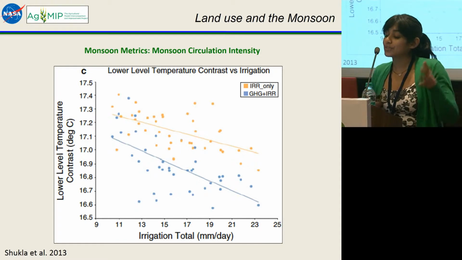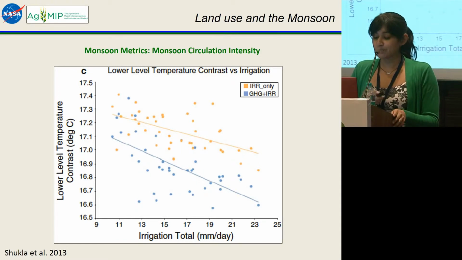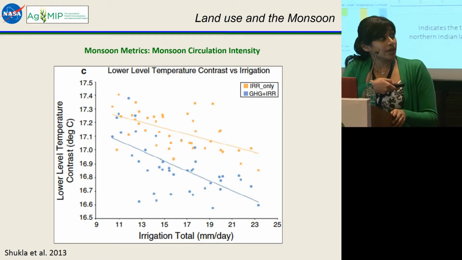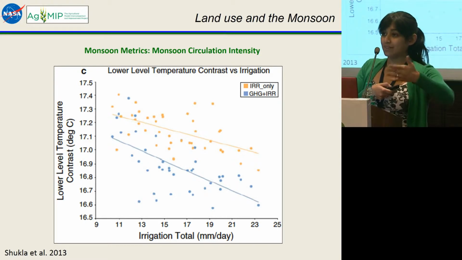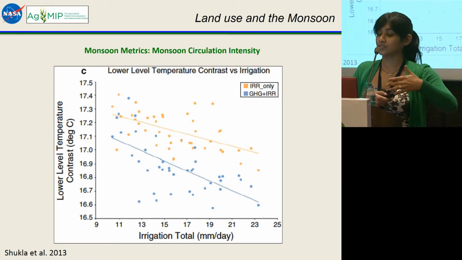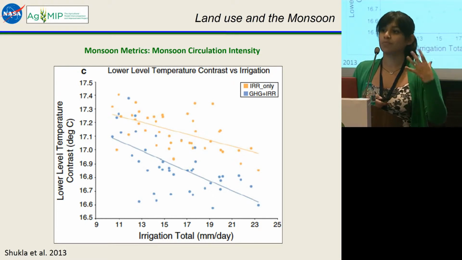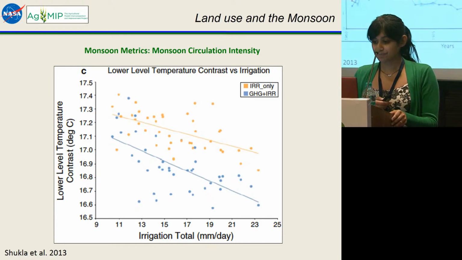So the more we increase irrigation, again, the more we weaken our temperature contrast. And I should mention in both plots, the blue indicates our irrigated simulations that also have the increasing greenhouse gas trend. So when we include greenhouse gases, that contrast decreases further, and that's also partly because of the warming of the Indian Ocean that we include in those simulations.